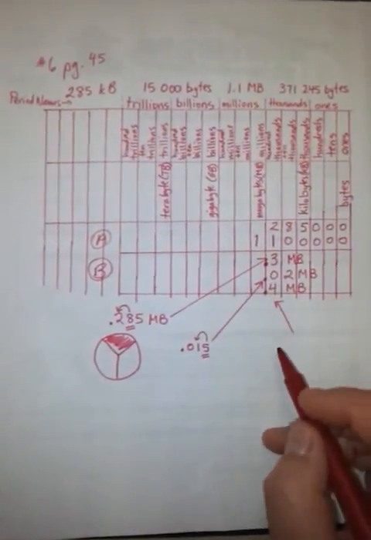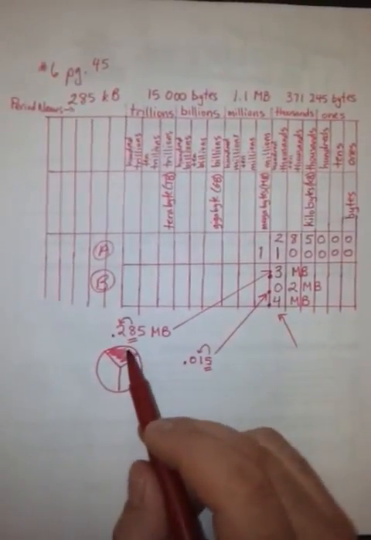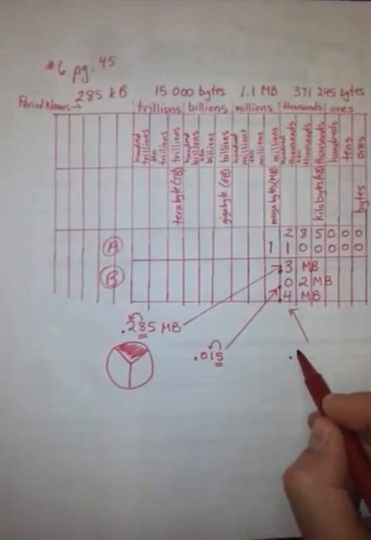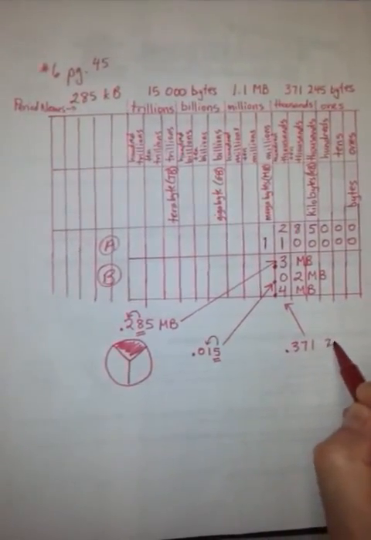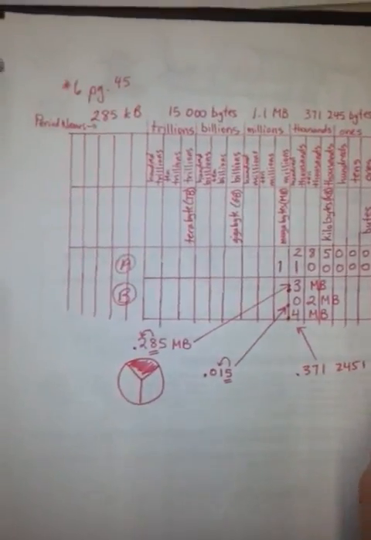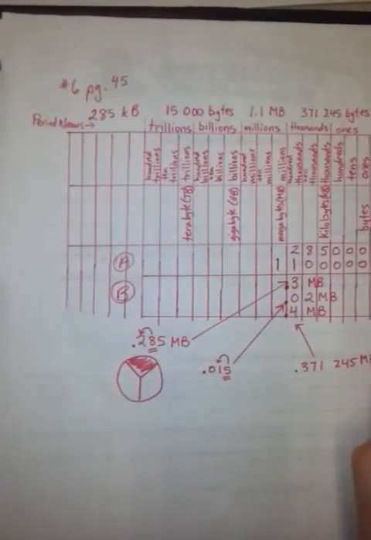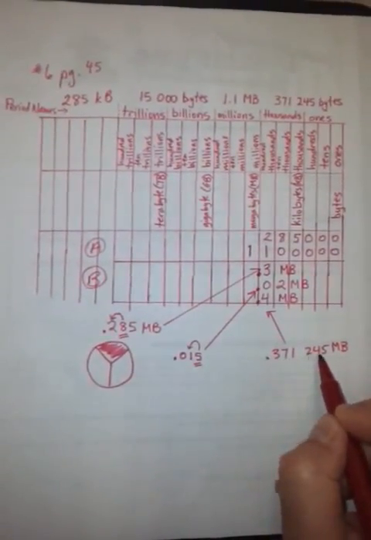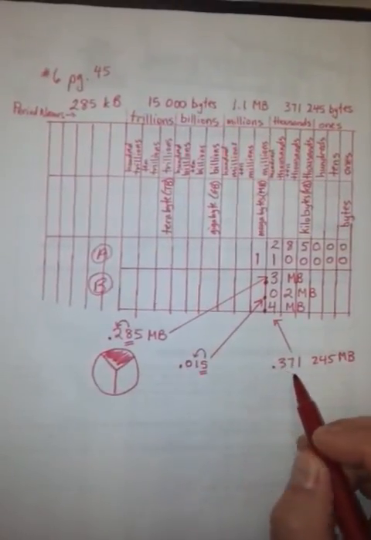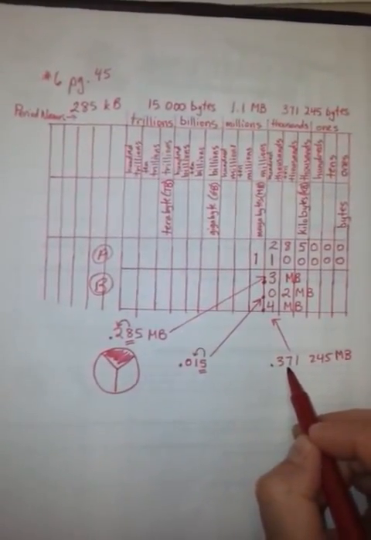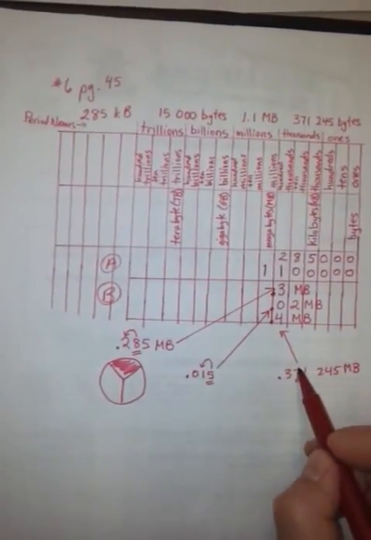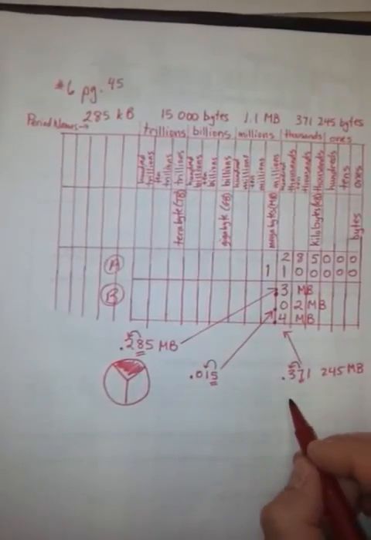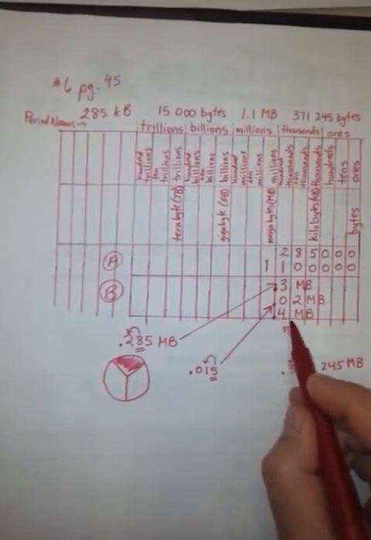And the final one is 371,245 bytes. Well, as we did with this question, which was 285,000 bytes, we can write it down as decimal 371,245, and this would be megabytes. But because we have digits up here, we can easily estimate it and round it to the nearest tenth of a megabyte. So if we're going to round to the nearest tenth, have a look in the hundredths column. If it's 5 or higher, the tenth digit can go up by 1, and that's where we get 0.4 megabytes.